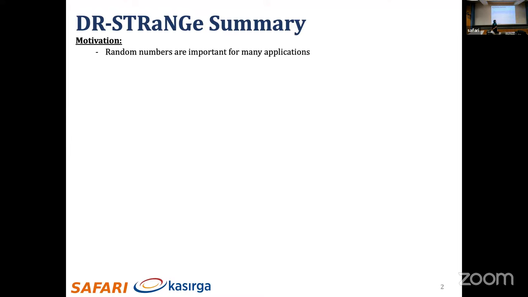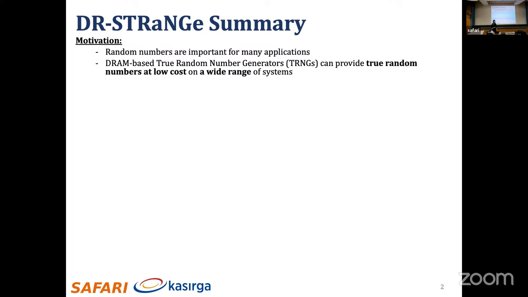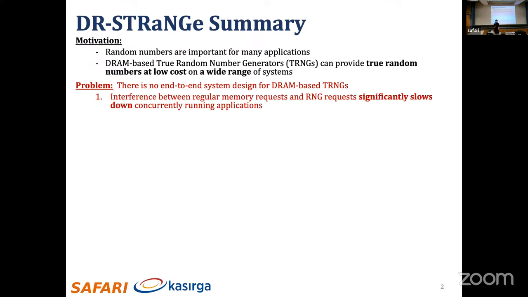Random numbers are important for many applications, including security applications, and DRAM-based true random number generators can provide true random numbers at low cost on a wide range of computing systems. However, no prior work on DRAM-based TRNGs provides an end-to-end system design to enable these mechanisms in real systems. We identified three key challenges to enable these mechanisms in systems that we use today. As DRAM is used as main memory, random number generation in DRAM can create interference between regular memory requests and RNG requests.